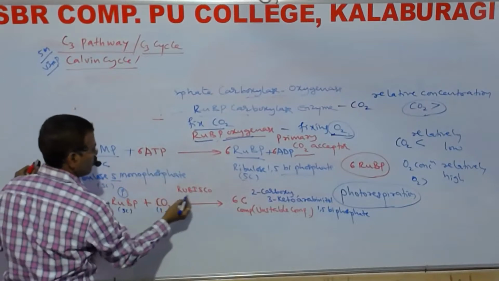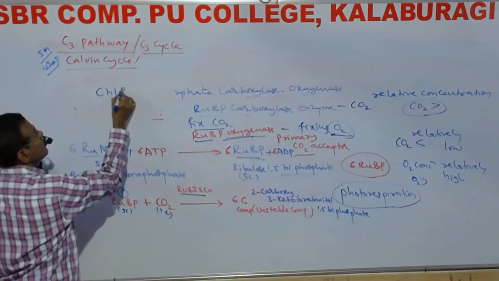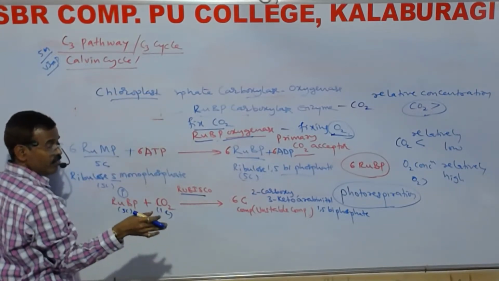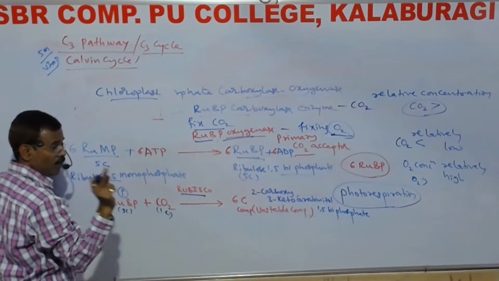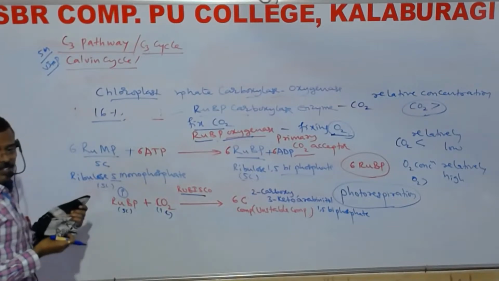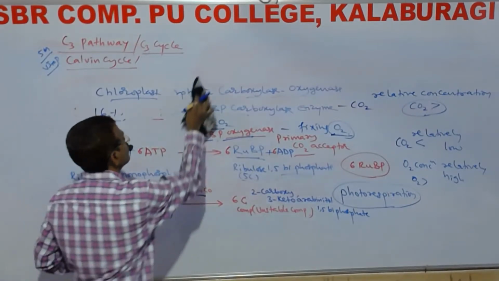Remember, Rubisco is the most abundant protein in the chloroplast, which catalyzes carboxylation in C3 plants. Okay, 16% of the chloroplast protein is formed mainly from this Rubisco.